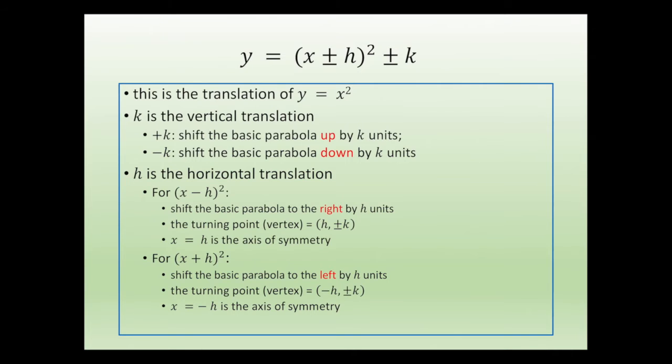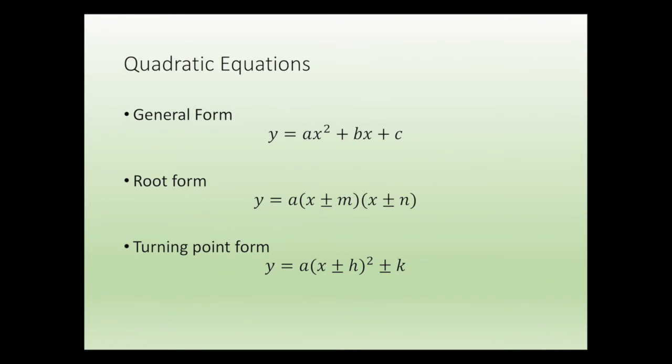Alright, so let's have a look at quadratic equations. You know the general form is y equals ax squared plus bx plus c. You have been introduced to the root form: y equals a, brackets x plus or minus m, brackets x plus or minus n. And now, this is a new thing you've learned: turning point form. y equals a into x plus or minus h all squared plus or minus k.